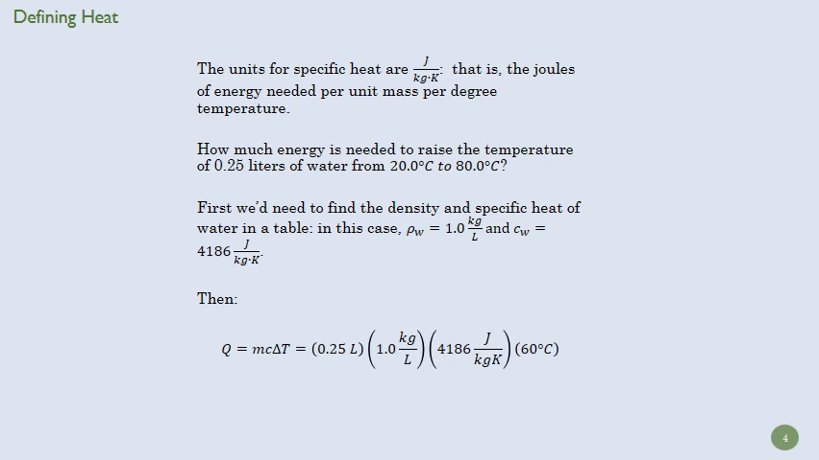So we want to know Q, we want to know the heat transfer, right? So we have a quarter liter. We want to convert that to kilograms, so we're multiplying it by its density, which is kilograms per liter, right? So our liters are going to cancel out. We multiply it by our specific heat and by the amount of temperature change. And this tells us that we need 62.8 kilojoules of energy in order to make that temperature change for that volume of water.